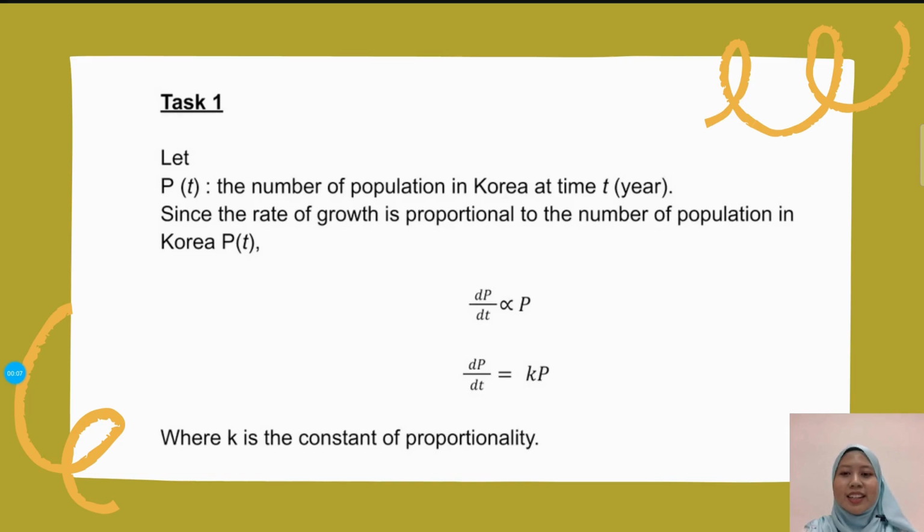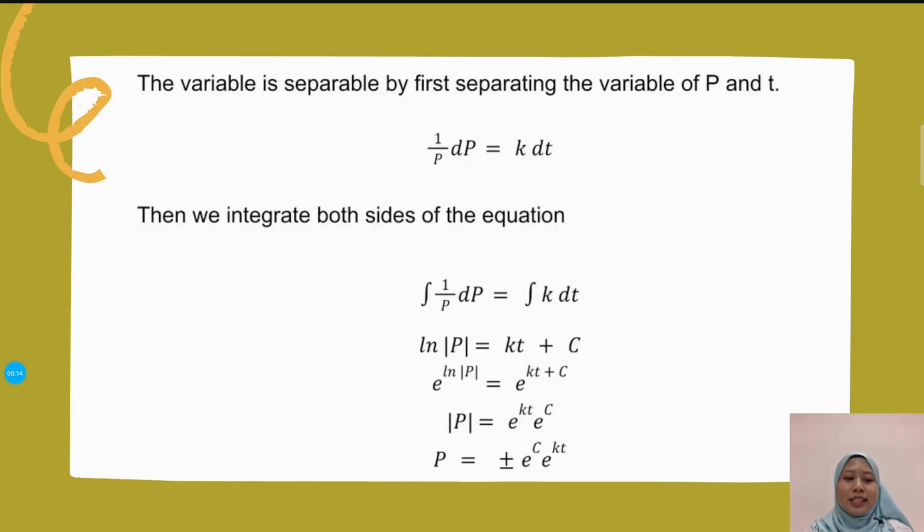First and foremost, we let P(t) be the number of population in Korea at time t years. Since the rate of growth is proportional to the number of population in Korea, P(t), then dP/dt = kP, where k is the constant of proportionality. Then 1/P dP = k dt. Then we integrate both sides of the equation, and we will get ln P = kt + C.